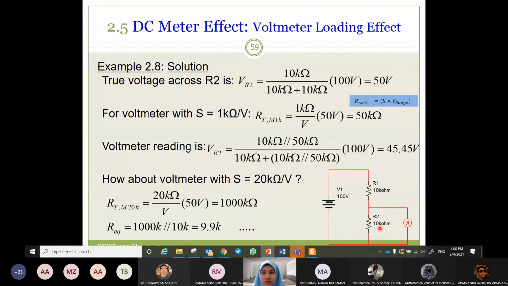Sensitivity is 1 k ohm per volt. Imagine that here now is the first voltmeter with sensitivity 1 k ohm per volt. We want to know what is the R in the meter. So R total, we know that R total is equal to S multiplied with V range. We know that voltage range of the voltmeter is 50. So R is equal to S multiplied with V range. S is equal to 1K multiplied with 50, we get R.